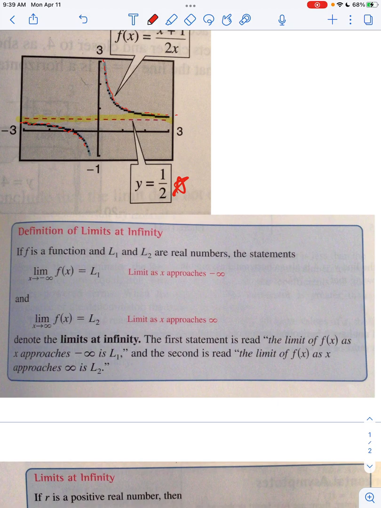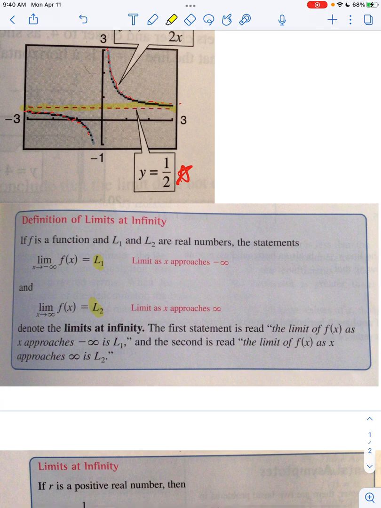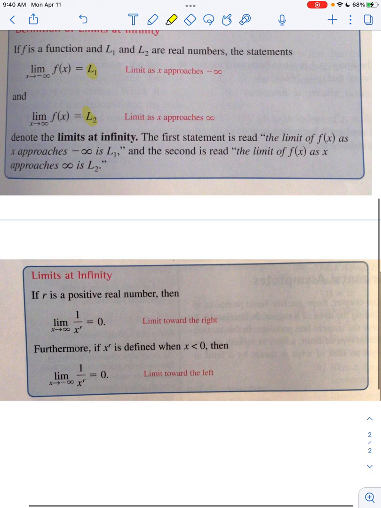So let's take a look at the definition of limits at infinity. Again, this is kind of what we just decided. The limit as x approaches negative infinity and the limit as x approaches positive infinity. You may get two different answers, or you may get the same answer like we did here. And then we also have the limit if r is a positive real number.